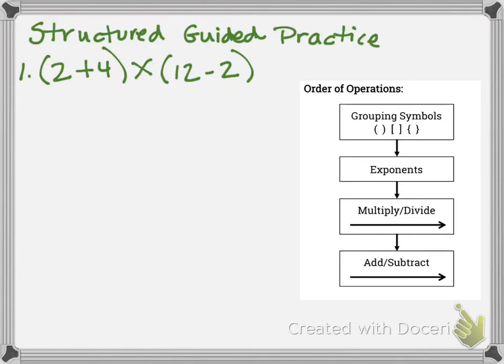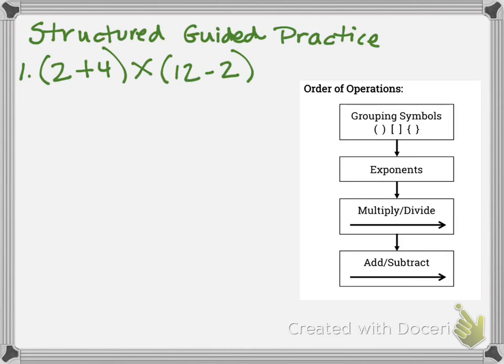So what I'd like you to do is we're going to do one structured guided practice at a time. So in a moment you will pause this and you'll solve it, and then you'll unpause it and watch me solve it. And if you got it right, great, put a star. If you got it wrong, I want you to really think about where you went wrong, so on the next one you don't make the same mistake. So go ahead and pause and solve this in your book.